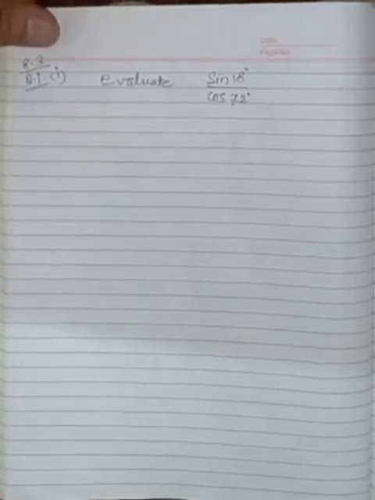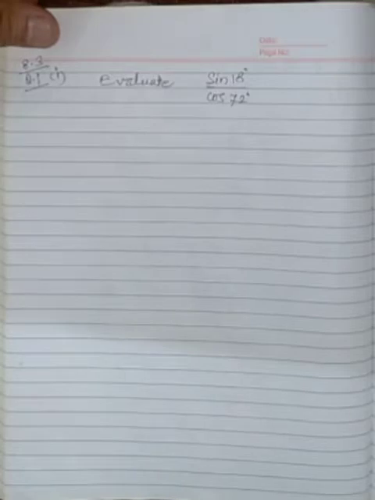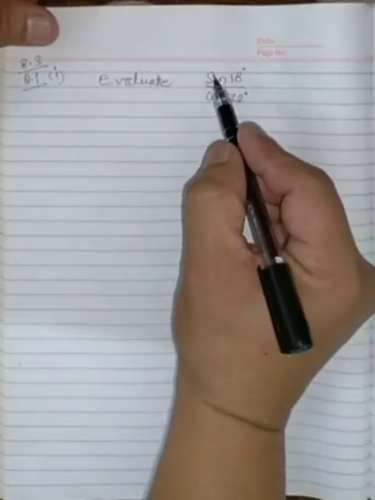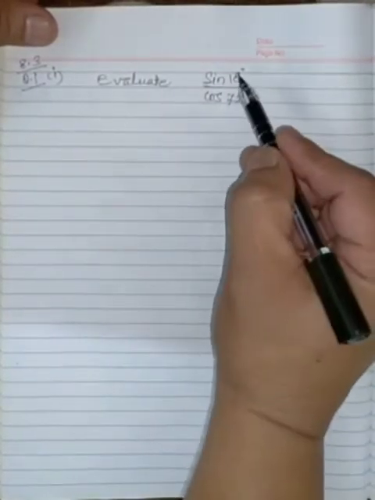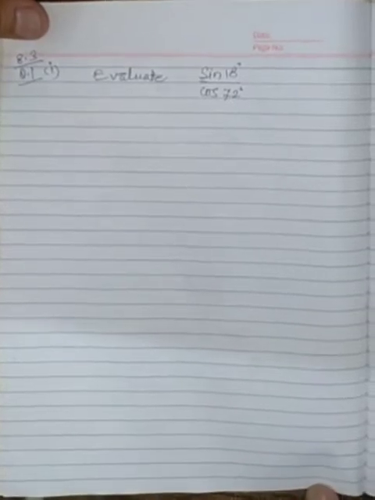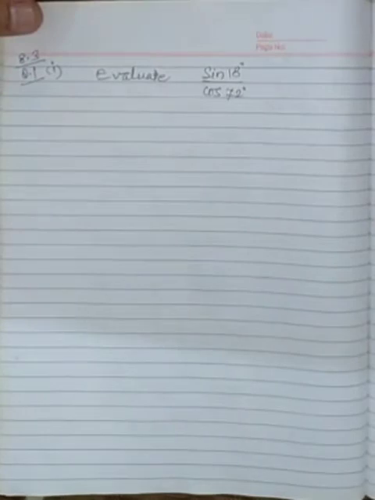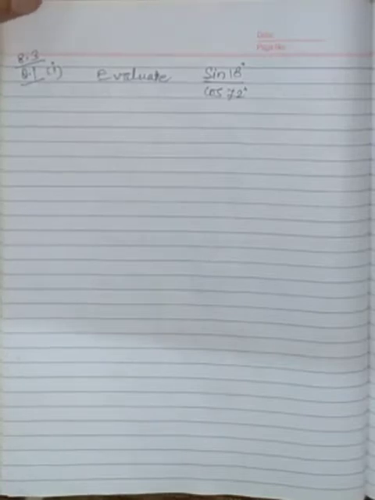In question number 1, first part of exercise 8.3, evaluate sin 18 degree upon cos 72 degree. In this question, children, you can see 18 and 72 both are complementary of each other as their sum is equal to 90 degree. And by the relation of complementary angles, we know that sin(90 minus theta) is equal to cos theta and cos(90 minus theta) is equal to sin theta.